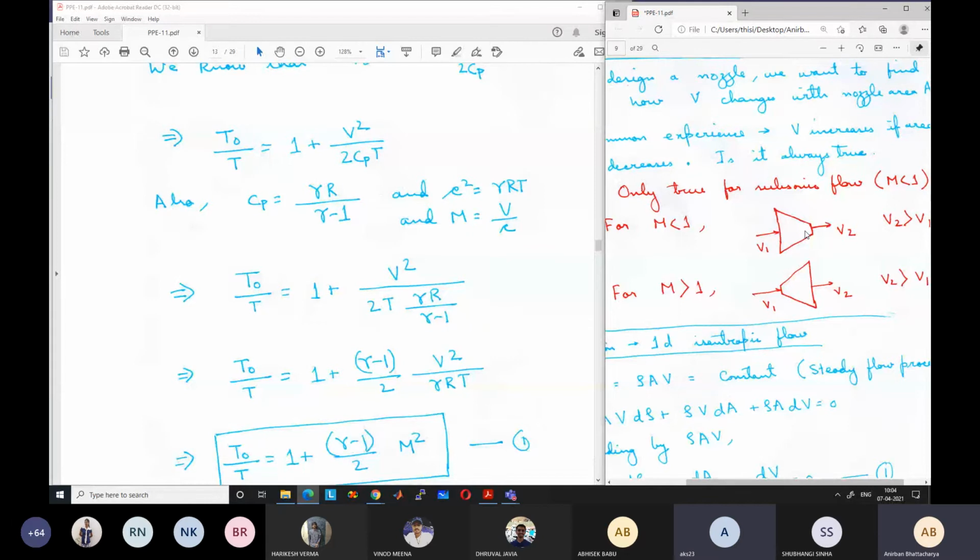Ultimately Cp into T, right? So what about stagnation temperature? T0 should remain constant, because H0 remains constant. Correct. So stagnation temperature will remain constant along a nozzle or a diffuser. Even for more complicated geometry like this convergent divergent nozzle also, stagnation temperature will remain constant. This has a big implication.